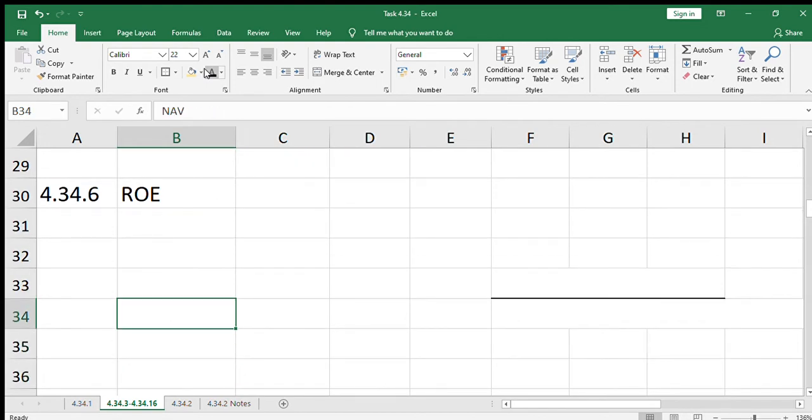Okay, so return on earnings equity. The formula for the return on earnings equity is net profit after tax divided by shareholders' equity, multiply your answer by 100.